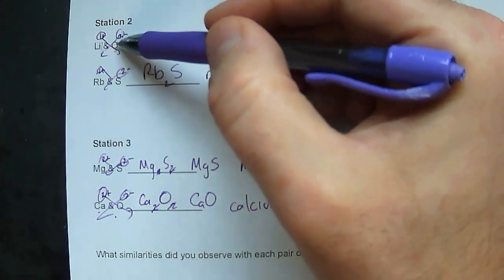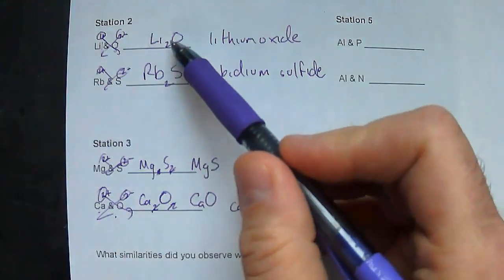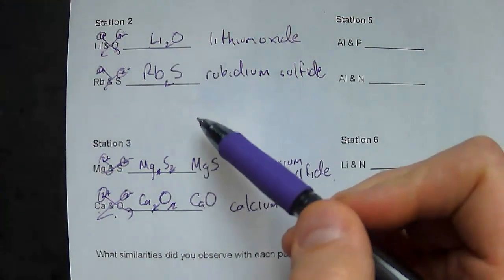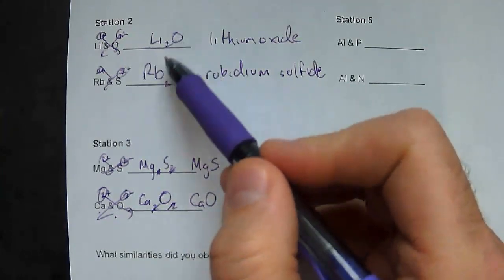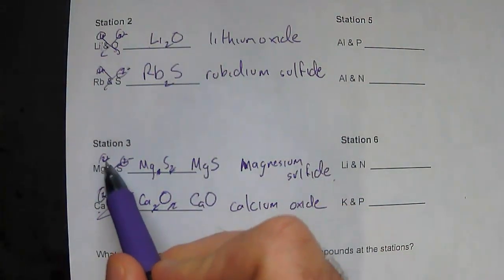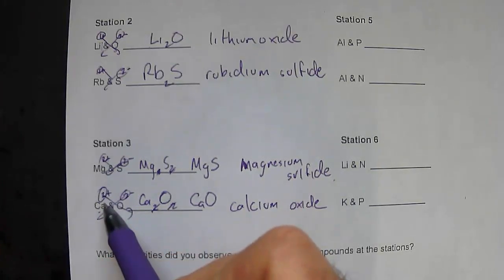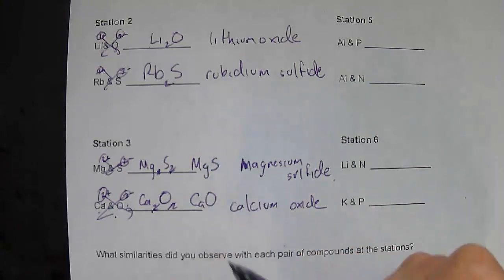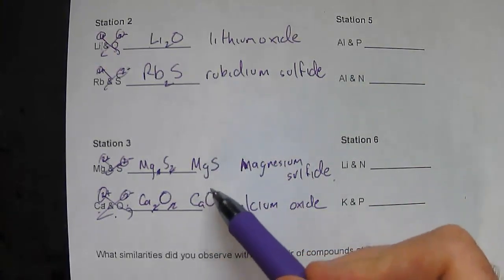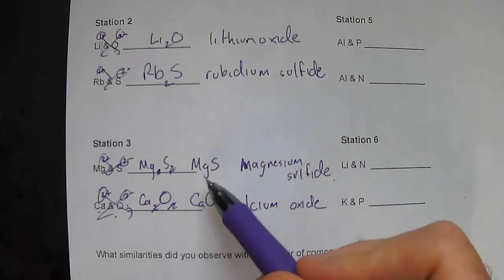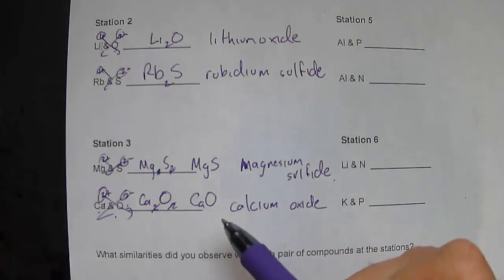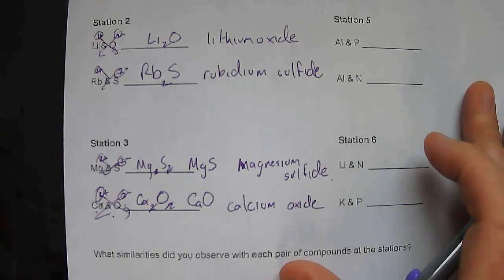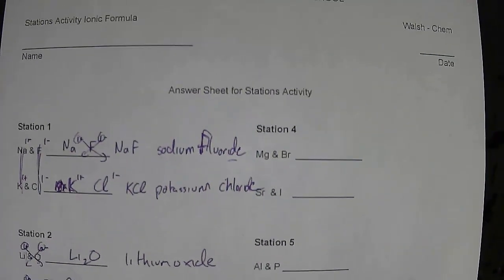Now, if the elements, let's say Li and Rb, are in the same family, and then O and S are in the same family, notice that we get the same numbers in the compound. Same thing here. Magnesium and calcium are in the same family. Sulfur and oxygen are in the same family. And we had to do the same thing to come up with the formula. So the numbers of the formula stay the same based on the family. It doesn't matter what the elements are within that family.